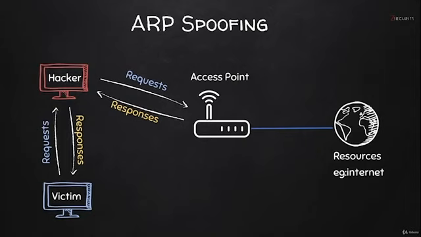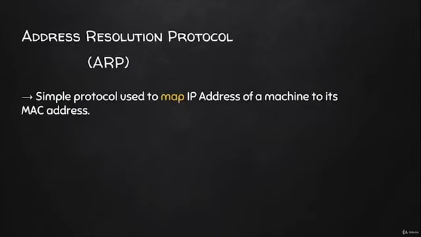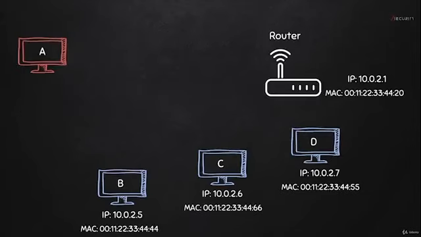Now, for us to understand how this works, you need to have a basic understanding of what ARP is. ARP stands for Address Resolution Protocol, and it's a very simple protocol that allows us to link IP addresses to MAC addresses. So, for example, let's say we have a network here. We have devices A, B, C, and D. They're all connected to the same network. And we have the router here for this network. We can see that each device has an IP and a MAC address.